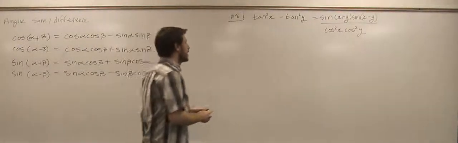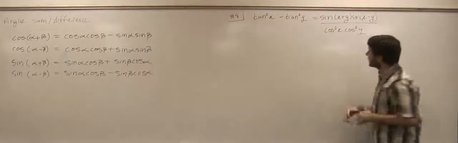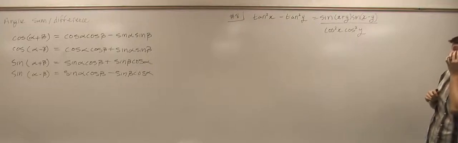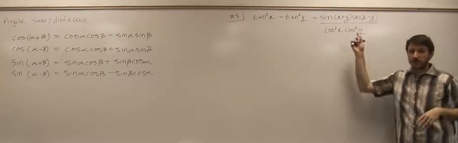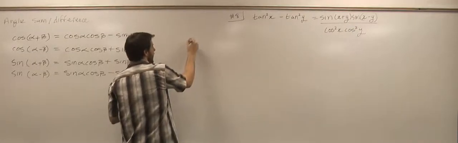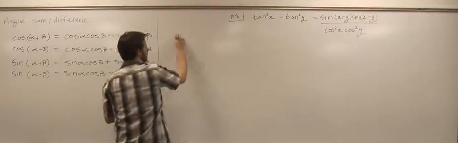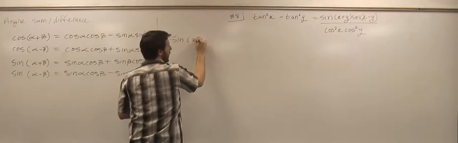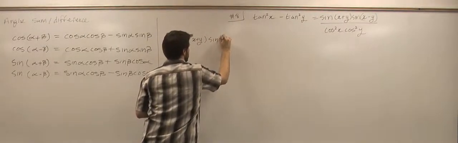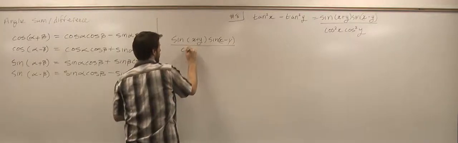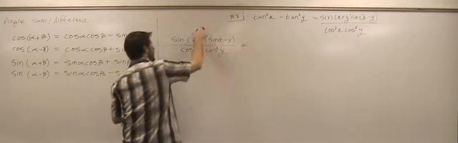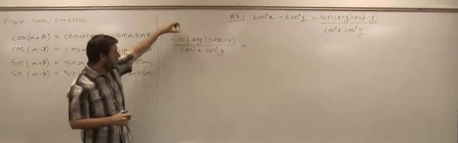So, to verify this identity, where do you want to start? Left or right? I would start on the right because it's more complicated. There's more stuff you can do there. So I would come over here and say, well, sine of x plus y, sine of x minus y, over cos squared x, cos squared y, equals, and then on the top you can actually write out the formulas for these.